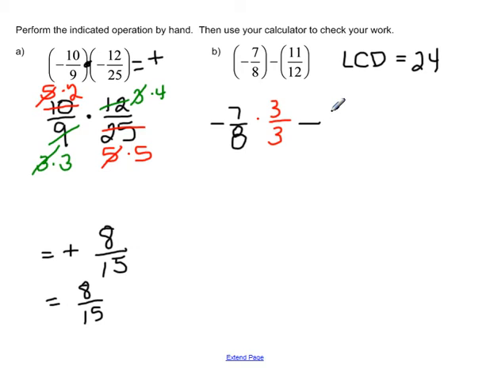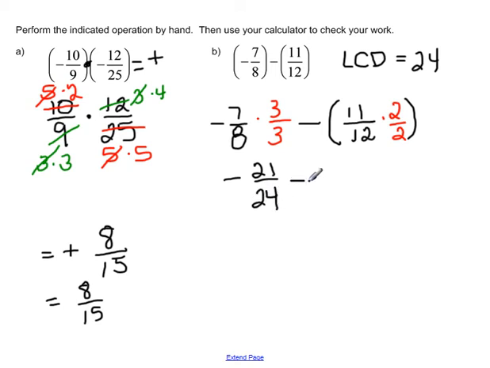And if I multiply the denominator, the numerator has to get multiplied as well. Now we're going to subtract. My second fraction was 11 over 12. And this one's going to have to get multiplied by 2 over 2 to give me that right denominator. 12 times 2 is 24. Now when we do the multiplication to get the common denominator, we have negative 21 over 24 minus, in my second fraction here, 11 times 2 is 22 over 24.